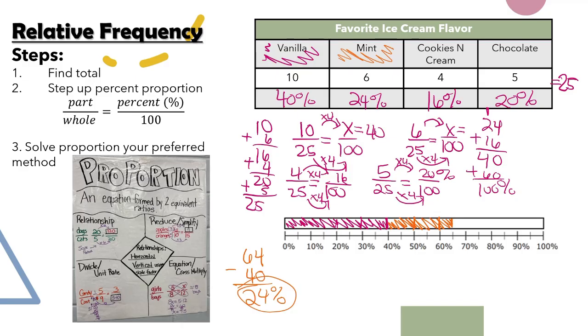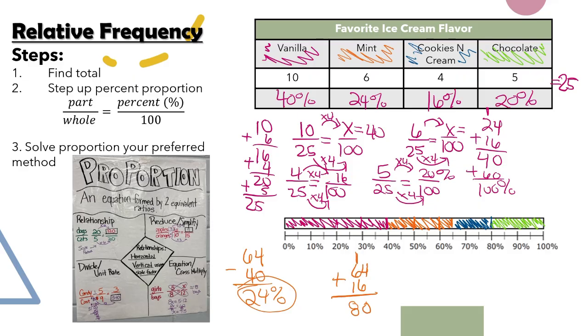Let's keep going. So in this case, I can go ahead and shade in my next one, which would be 16, and I can simply go 64 plus 16. And so I need to stop at 80. Let me pick another color. My cookies and cream will be blue. And I need to stop at 80. And then my last one will be the rest, 20%. And let me pick one more color. And that will be my chocolate.